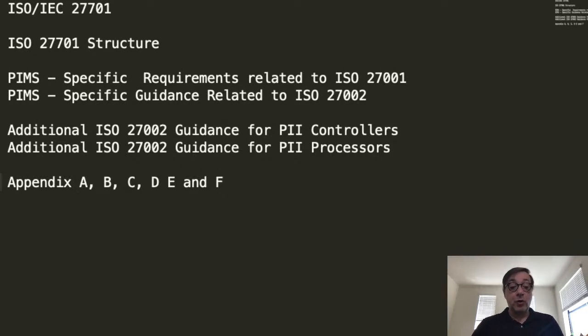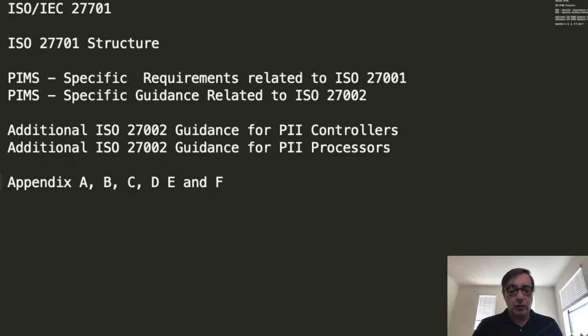Okay, so the requirements of ISO 27001 mentioning information security shall be extended to the protection of privacy as potentially affected by the processing of PII. Okay, so that's what they talk about. The guidance in ISO 27002 mentioning information security should also be extended to the protection of privacy as potentially affected by the processing of PII.